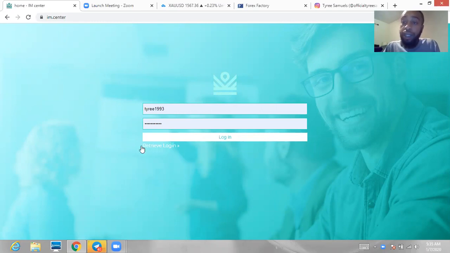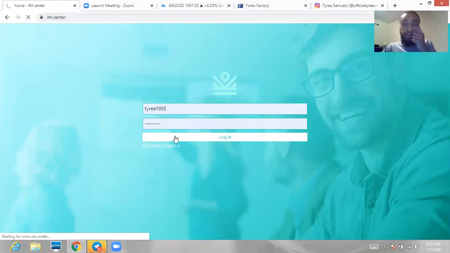So, the way that you're going to access Steady is you're going to initially go to the website that all the products are going to be accessible from, which is going to be im.center. So to log into im.center, you'll use your username as well as a password that you would have created at the time that you set up your account.